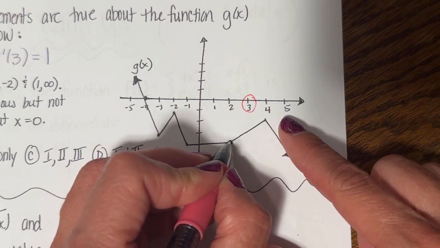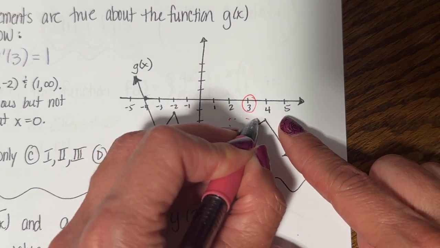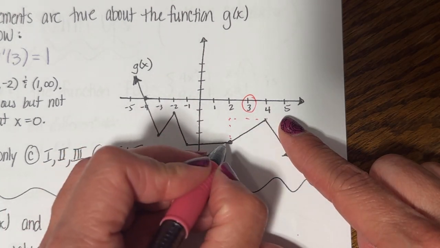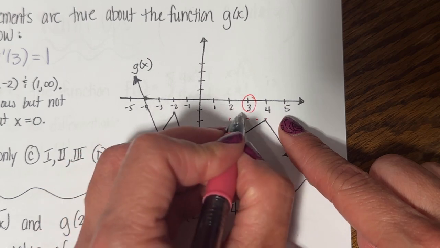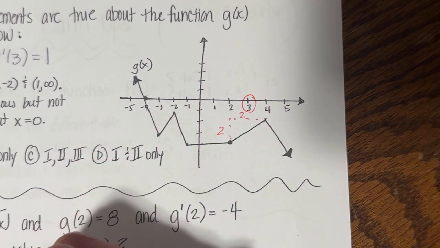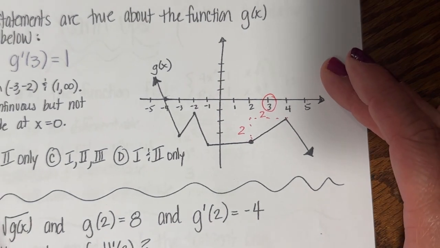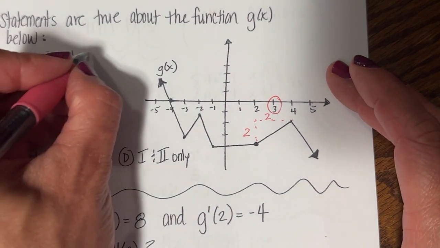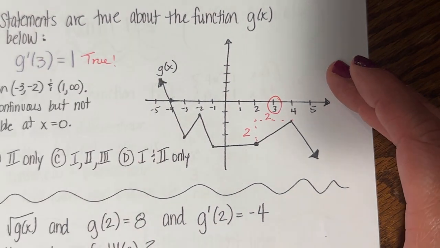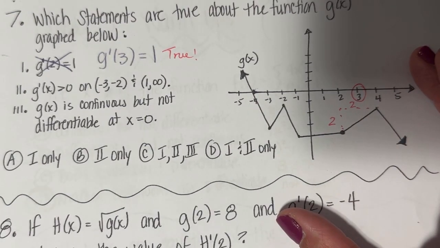So if I were to look at from this point to this point, because that would be easy, it looks like I'd be up 2 units over 2 units, rise over run. 2 divided by 2 is 1. So yeah, that's true. At an x value of 3, the slope is a 1. That's true. Okay, let's look at the second statement.